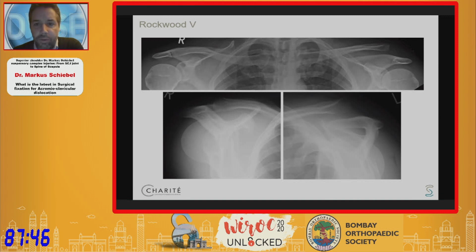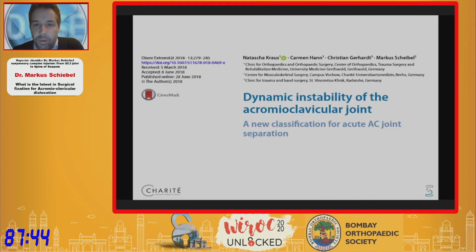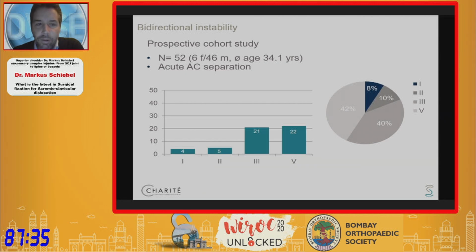So there is actually no need to do Alexander views if you have a Rockwood type 5 injury on the AP stress views. So we looked at a specific cohort of patients because we were quite unhappy with the Rockwood classification. And what we did, we looked at 52 consecutive acute AC joint separations. We had 4 Rockwood type 1, 5 Rockwood type 2, 21 Rockwood type 3, and 21 Rockwood type 5. These were all acute injuries, average age around 34 years.